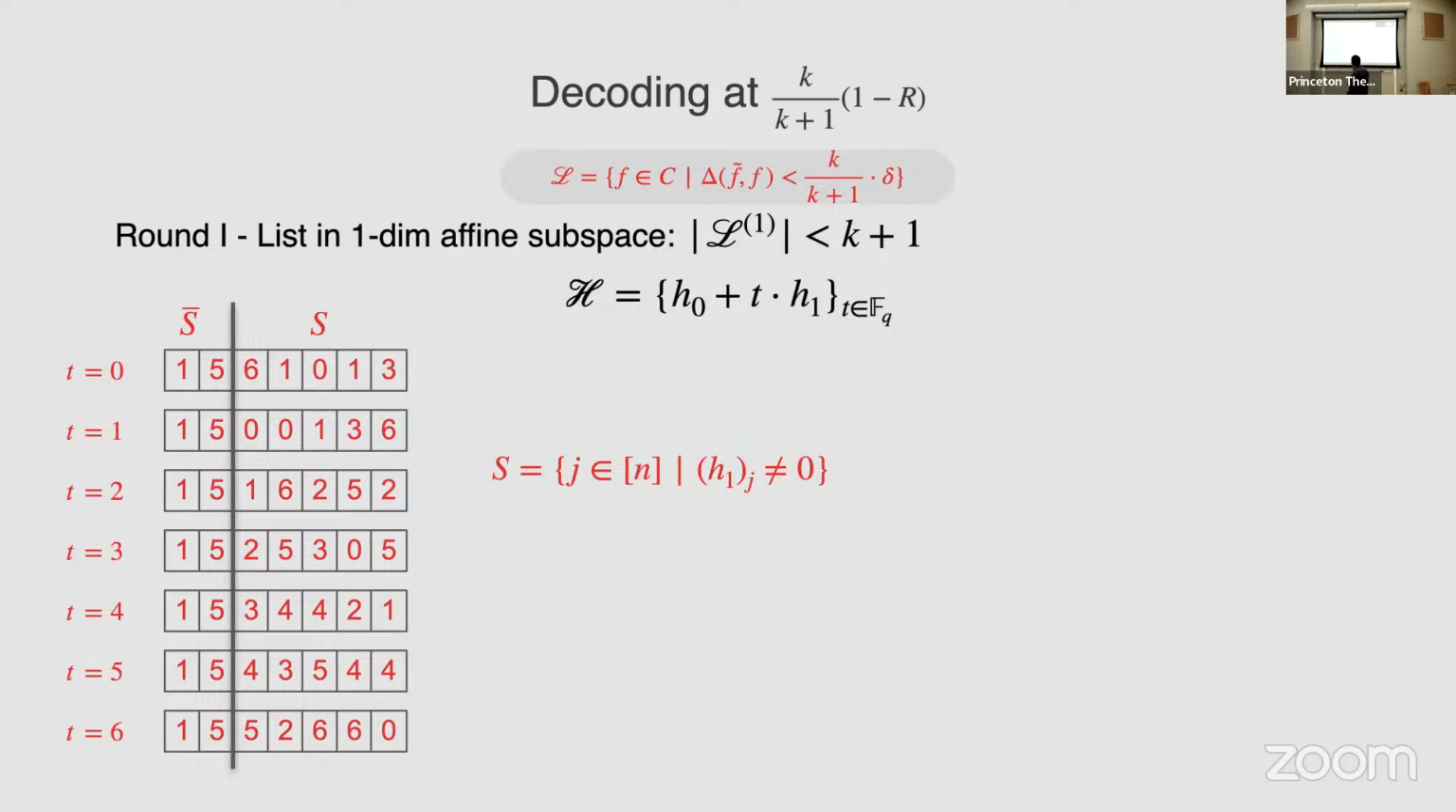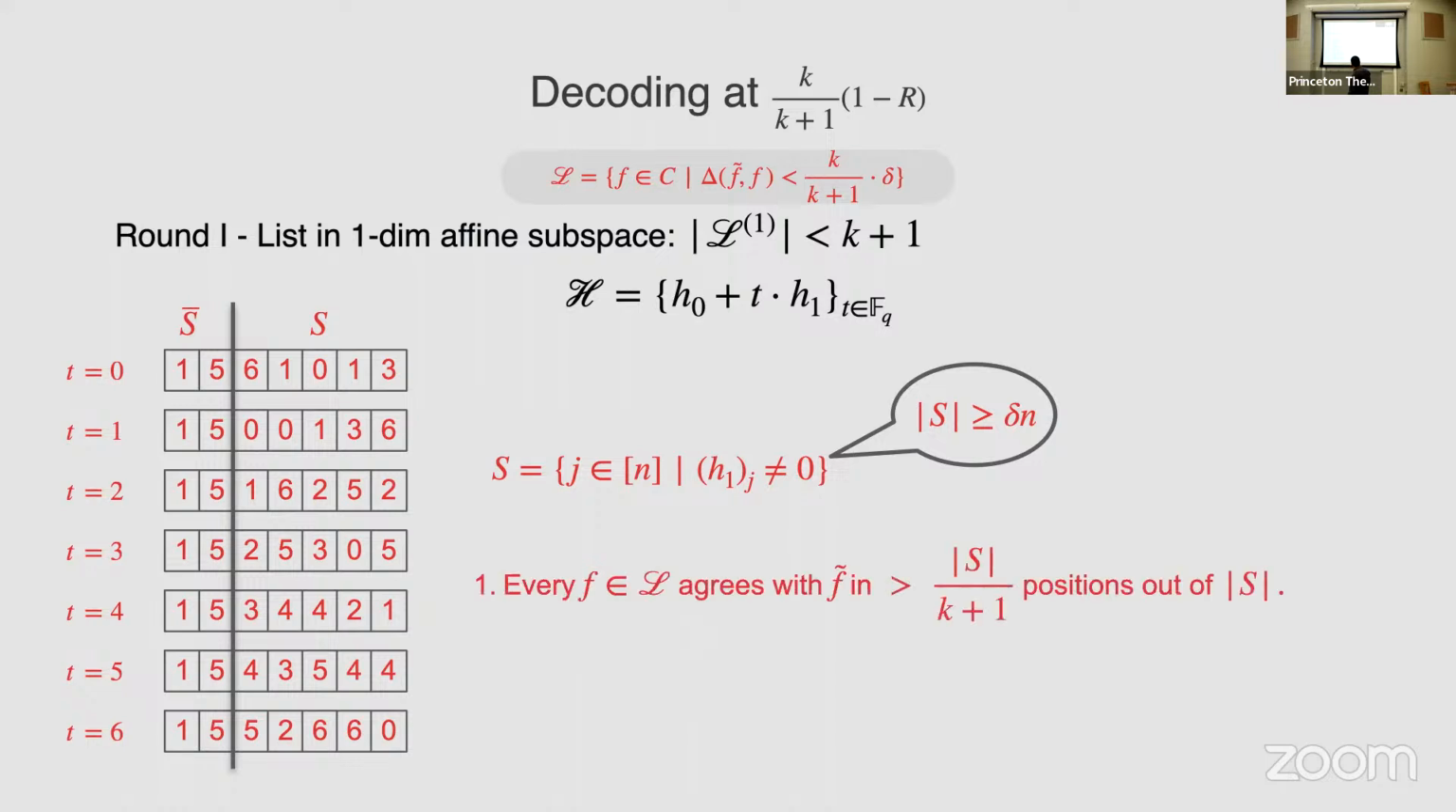Okay. So S is this set where h1 is non-zero, which means that these coordinates are varying. This set is going to be at least delta n because the code has distance. So the number of non-zero guys always has to be at least delta n, which immediately means that every codeword in the list has to agree with f tilde in at least 1 over k plus 1 fraction of S. Because if not, then it disagrees in at least k over k plus 1 fraction, which is too much because eventually our budget is only k over k plus 1 times delta.